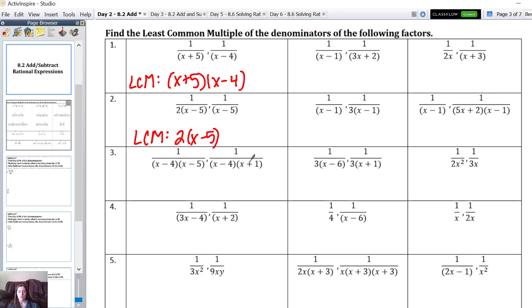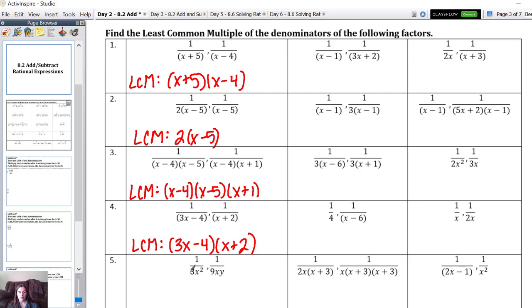In number 3, we've got denominators of x minus 4 and x minus 5, as well as x minus 4 and x plus 1. The first fraction is missing the x plus 1, and the second fraction is missing the x minus 5. So our LCM here is the product of all of those factors: x minus 4, x minus 5, and x plus 1. In number 4, neither of the denominators have anything in common, so the LCM is just the product of those two factors, 3x minus 4 and x plus 2.